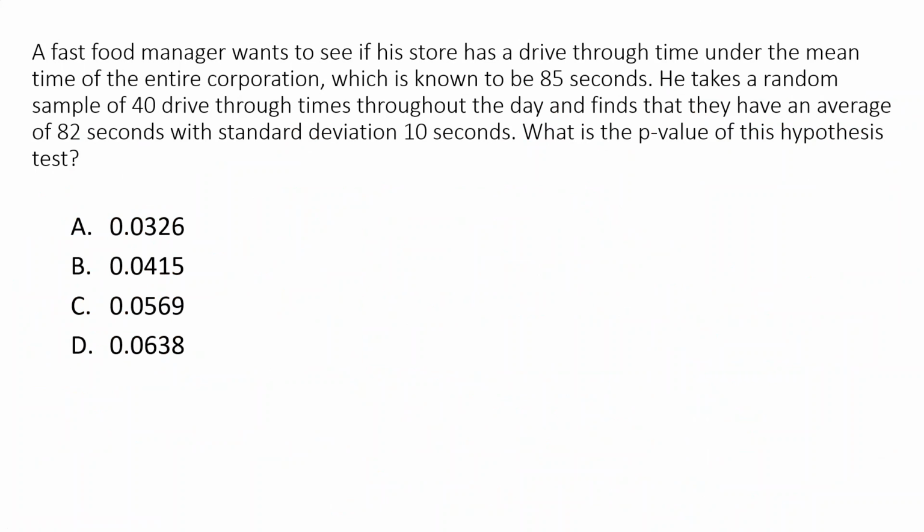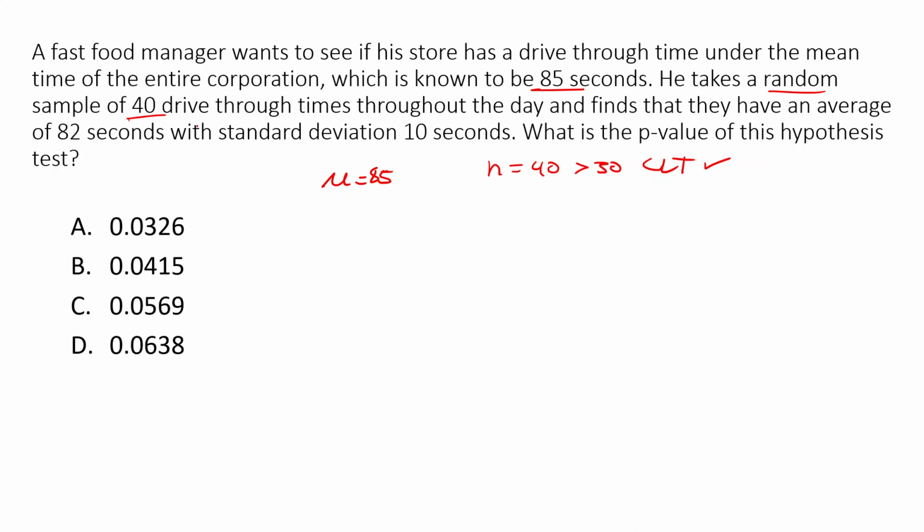All right, so another quick example here. So we don't have to do the whole thing here. I just want to know, can you do the test on your calculator? A fast food manager wants to see if his store has a drive-through time under the mean time of the entire corporation, which is known to be 85 seconds. So we know that the mean for the entire corporation is 85. He takes a random sample, that condition's met, of 40, and n equals 40, which is greater than 30, so the CLT will give us the normal stuff, so that's met. I'm just doing this sloppily because it's multiple choice here.